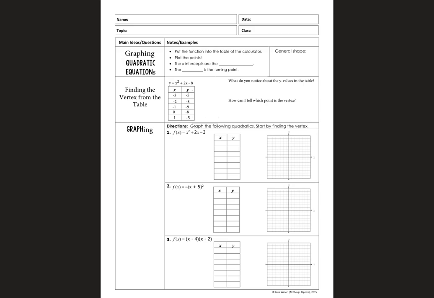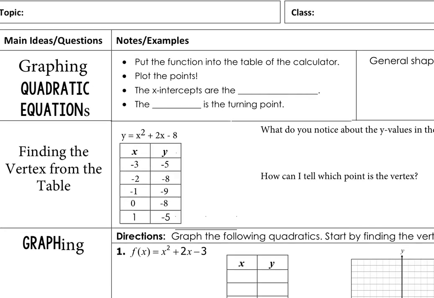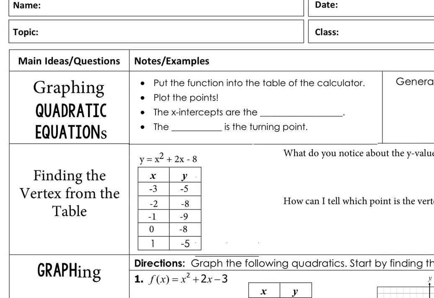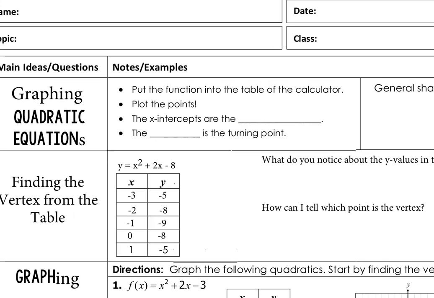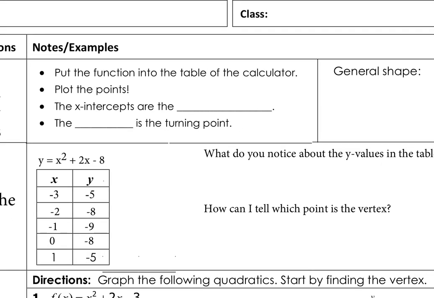Hey guys, today we are going to talk about graphing quadratic equations. So we are going to put the function into our calculator and plot the points. And the x-intercepts are called our zeros. And the vertex is our turning point.